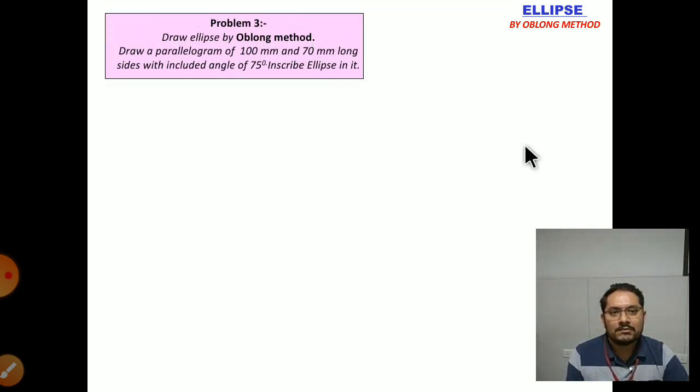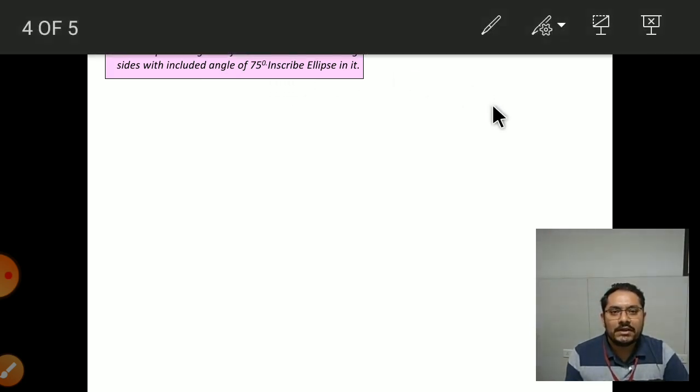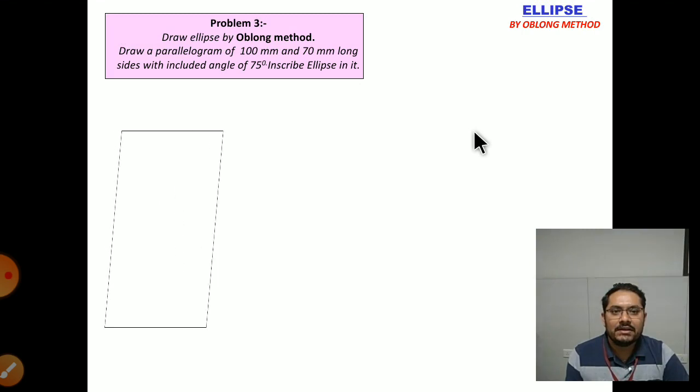Now the next method is the oblong method. This is the same method that we have done in the previous case, but with some angle. Here the angle is given as 75 degrees. The data is: draw a parallelogram of 100 mm and 70 mm long sides with the inclined angle 75 degrees. Okay, so here is the data and here is the solution.